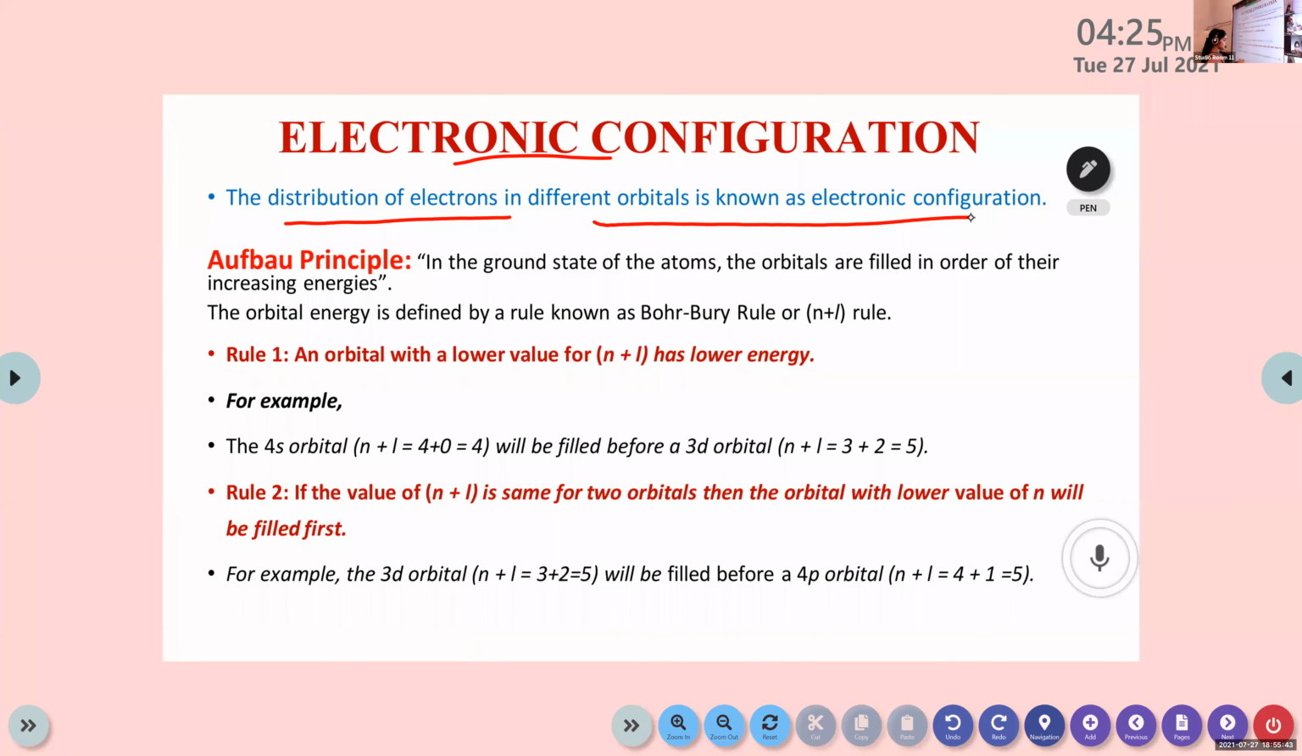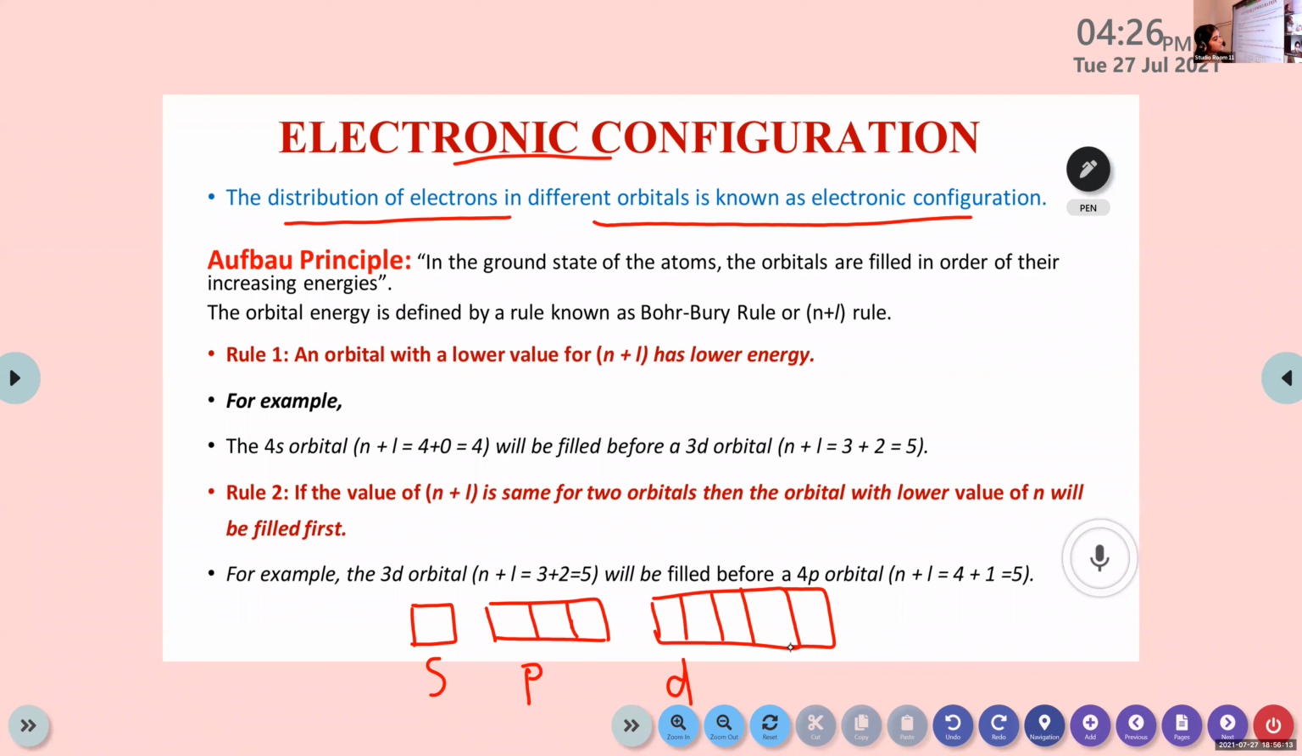I told you, in the case of the s subshell, there is only one orbital. Then in the p subshell, there are 3 orbitals. Then in the case of the d subshell, there are 5 orbitals. So the distribution of electrons into these different orbitals is known as electronic configuration.